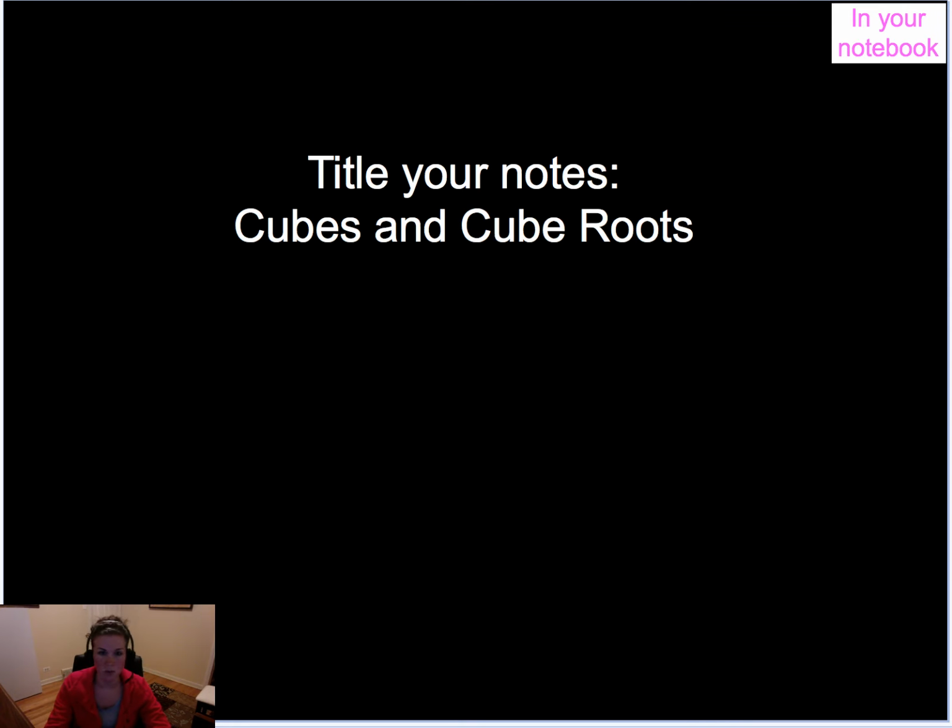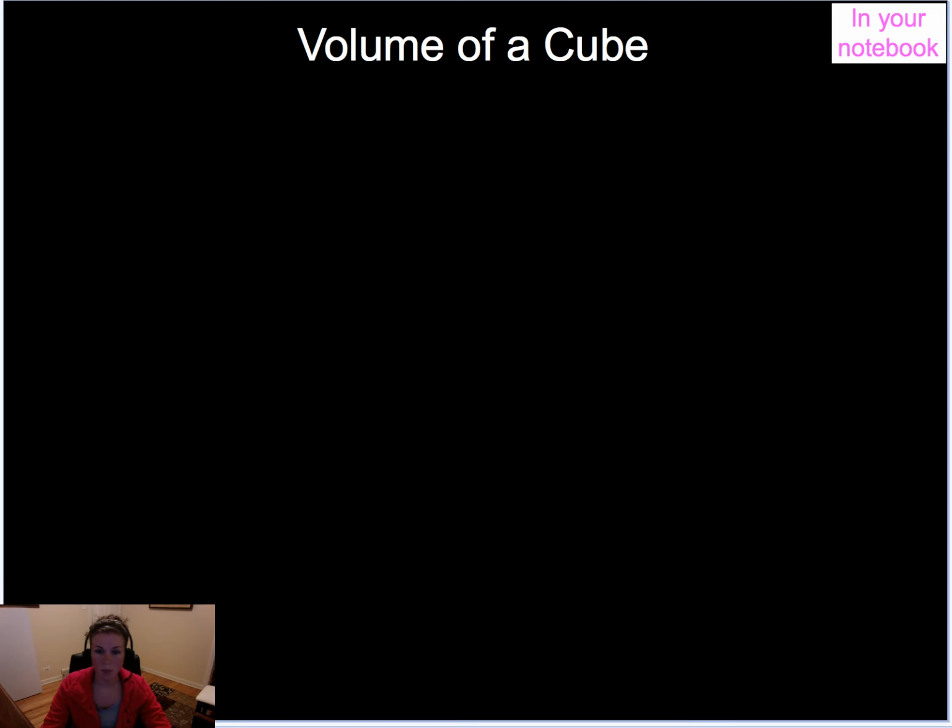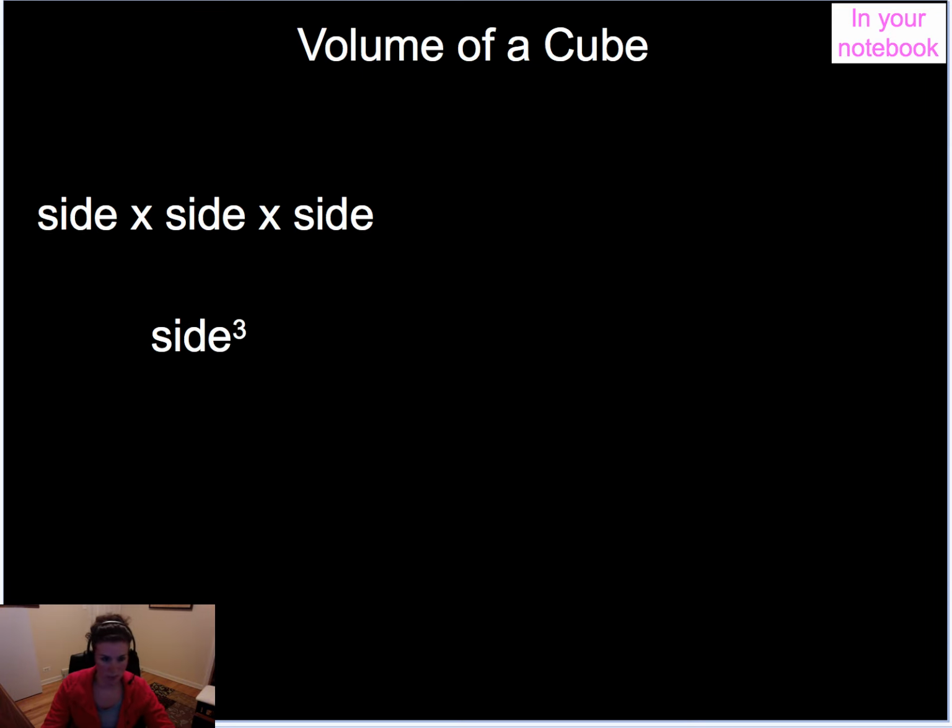So title your notes. And first we'll talk about the volume of a cube. In order to find the volume of a cube, you multiply the side times the side times the side, which could be written as side cubed because we're taking the side and multiplying it by itself 3 times.